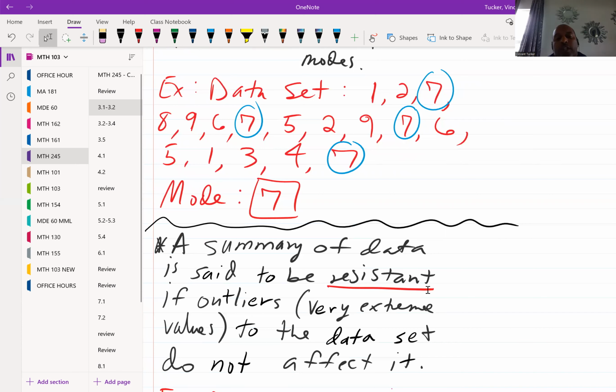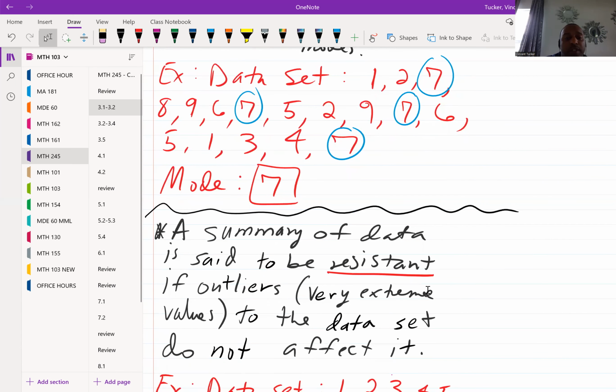All right, a summary of data is said to be resistant. I believe we're going to talk about this more when we get into median, but we'll go ahead and talk about it now, because remember I said median comes up in another section. Since we're here, let's go ahead and knock it out. You already have the information. So a summary of data is said to be resistant if outliers, in other words, very extreme values, added to the data set do not affect it. Outliers can be very, very small or very, very large compared to your data set. They do not affect the summary of data if it is resistant.